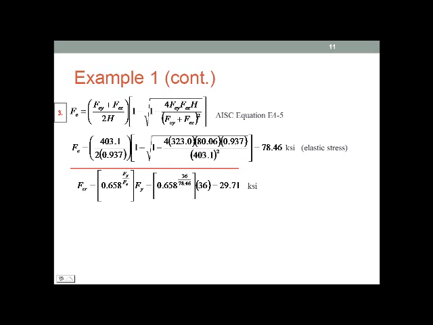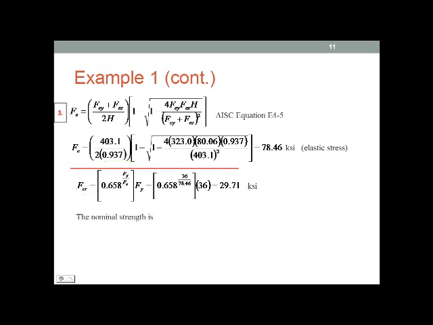Now we are ready to calculate the critical stress. Now we can substitute for the unknowns to get the critical stress. If you do so, you'll get critical stress equal to 29.71 ksi.